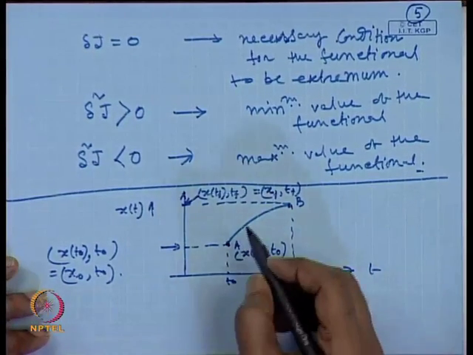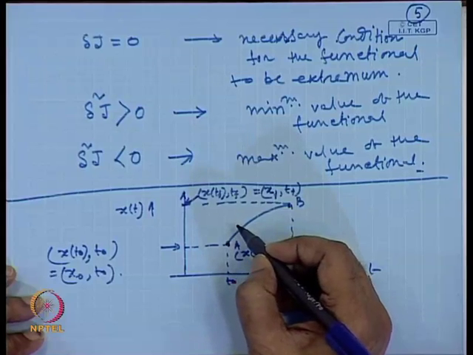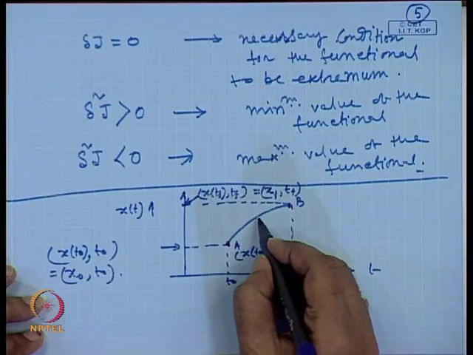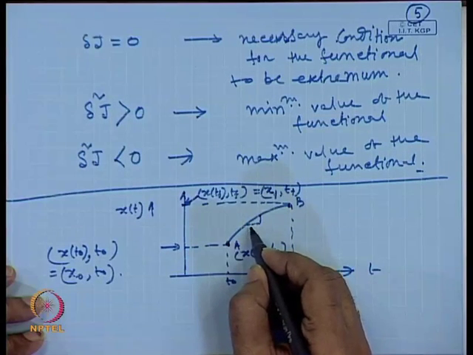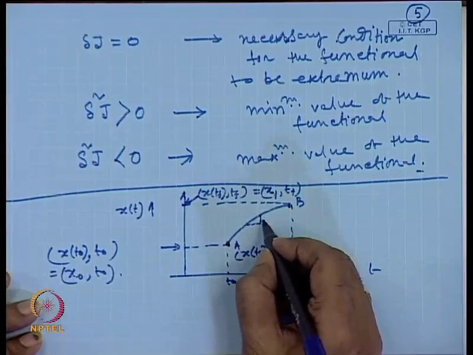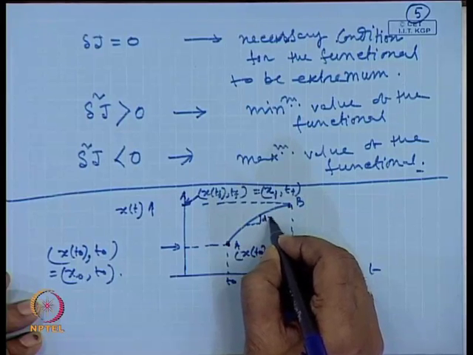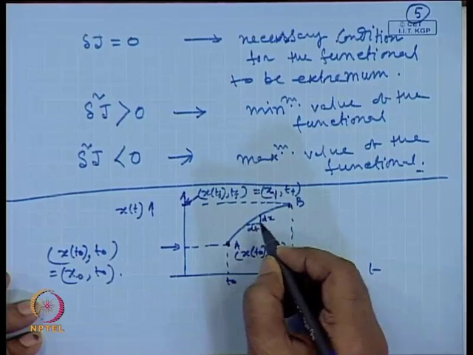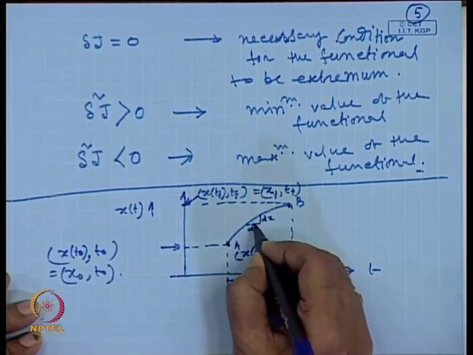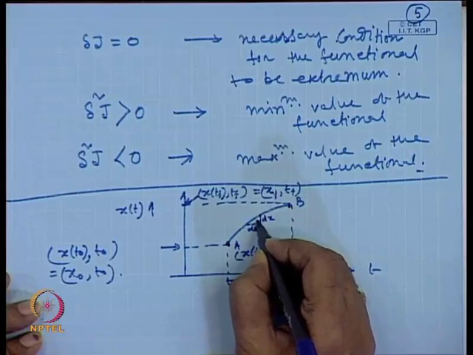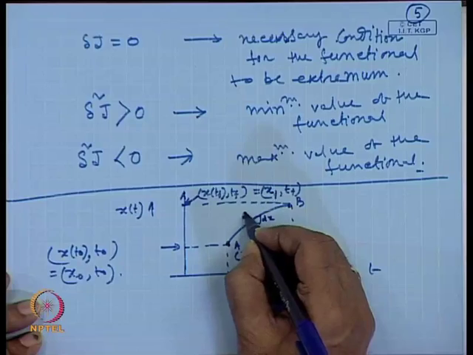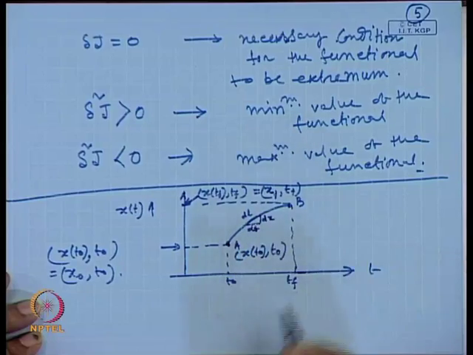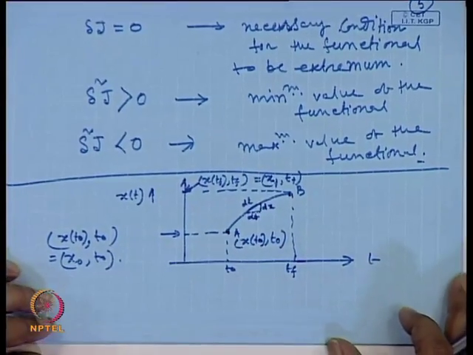So, let us call this the optimal path. How do we find it? Let us take one point here, with a small change delta x, dx, and in time dt the position of x changes by dx, and this arc length is dl. So, we can write it this way.